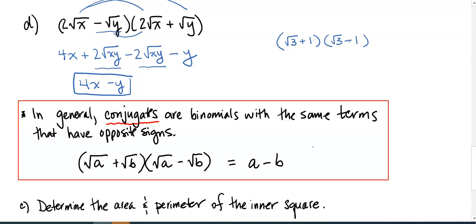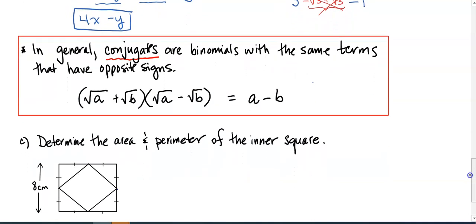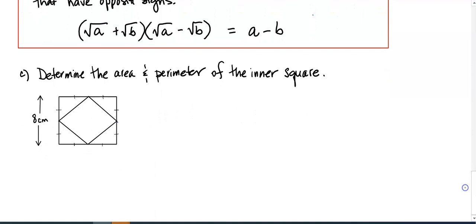Whenever you multiply conjugates, you'll notice that the first times the first, right, and the last times the last are there, but the outer product, the negative 3x, and the inner product, the positive root 3, they always add to 0. They cancel each other out always. So whenever you're multiplying two of the exact same binomials, but one is plus and one is minus, that will always happen. And we're going to work with that a little bit later in another chapter, but it's a good little point to bring up there. That always happens with conjugates.